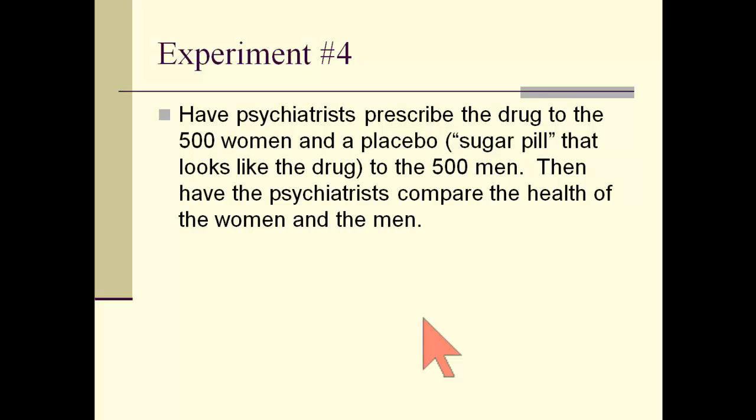And that will be brought out by this fourth one. Have psychiatrists prescribe the drug to the 500 women and a placebo, or so-called sugar pill, to the 500 men. Then have the psychiatrist compare the health of the two groups.